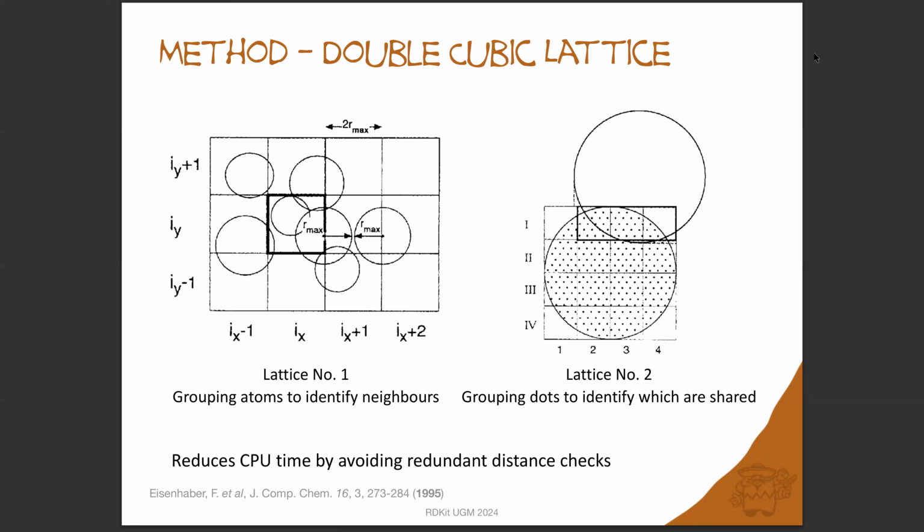The second set of lattices is then used to determine which dots belonging to an atom are overlapped by a neighbor, by again putting the sphere in a set of cells. The clever thing here is that we only have to check the set of boxes that contain a neighboring atom. Both of these improve the speed of the original Shrake and Rupley implementation by avoiding negligible distance checks.